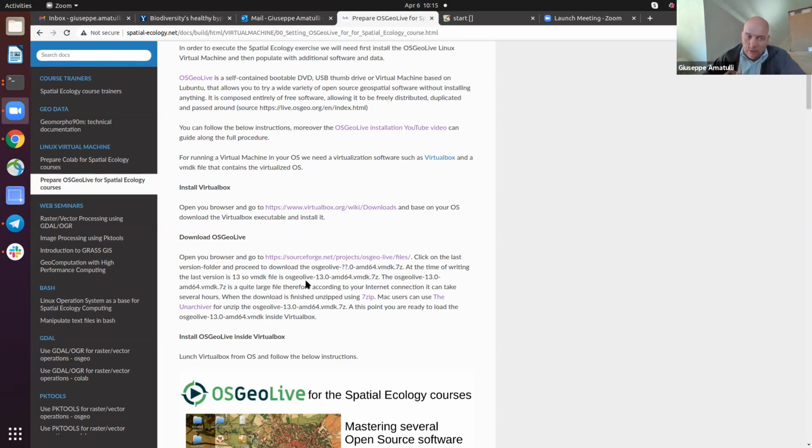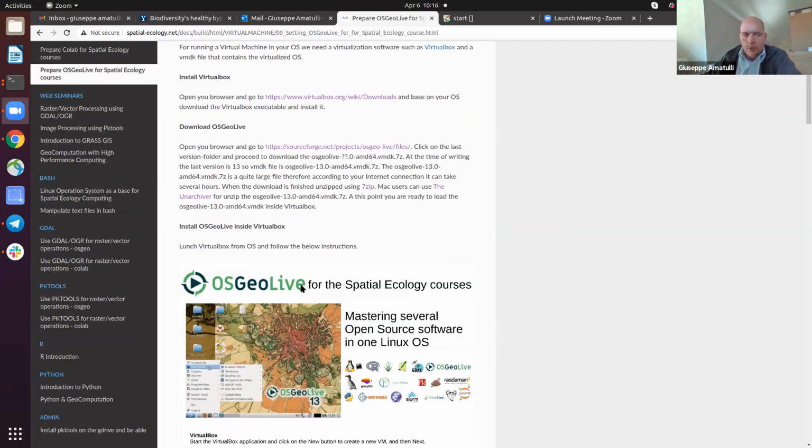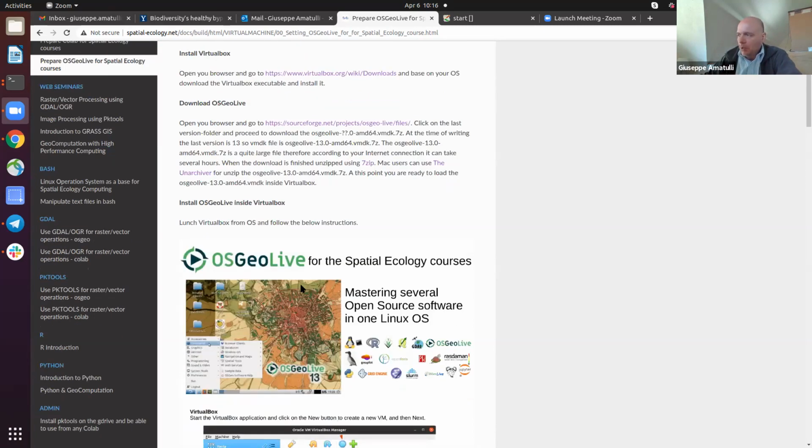So if you have Ubuntu and maybe you are just at the beginning of using it, I still suggest you install OSGeo Live. Rather, if it's already maybe 1 year that you have been using it or even more, no problem. You can follow along with your Linux. Over here, please pay attention to follow all the steps.